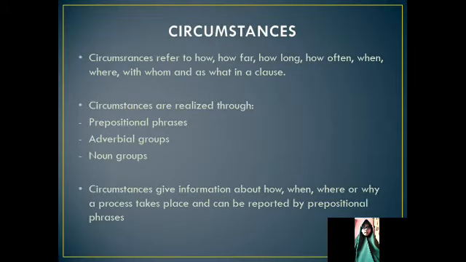The next material is circumstances. Circumstances refer to how far, how long, how often, when, where, with whom, and as what in a clause. Circumstances are realized through prepositional phrases, adverbial groups, and noun groups. First, circumstances give information about how, when, where, or why a process takes place and can be reported by prepositional phrases.